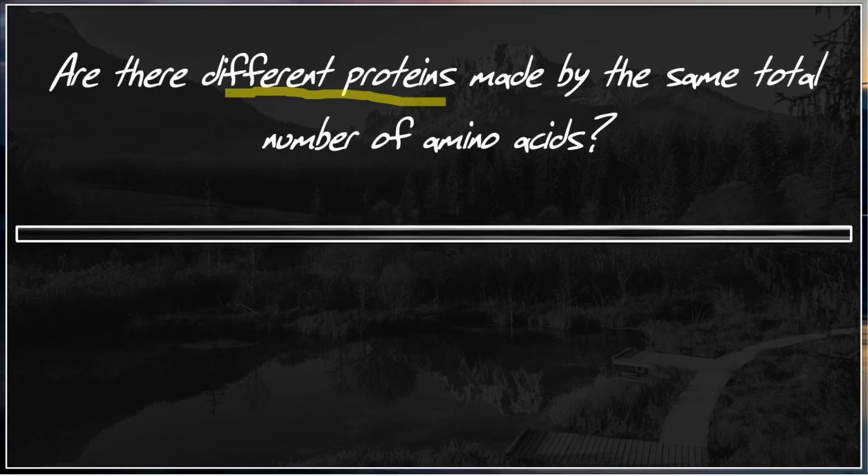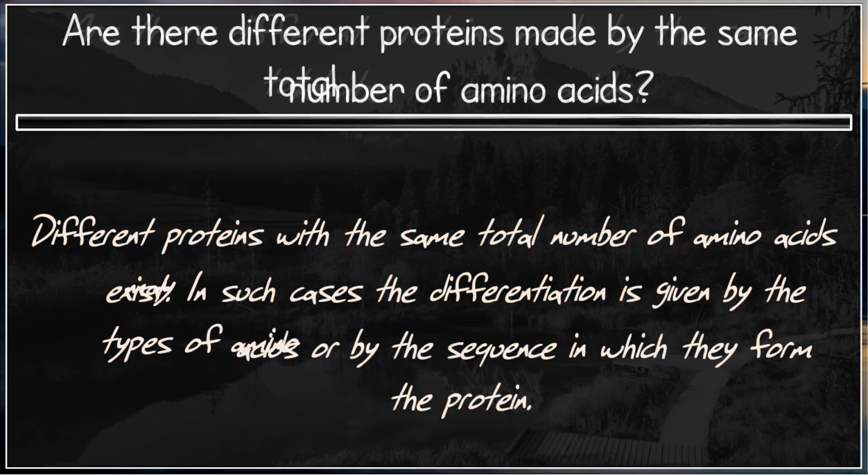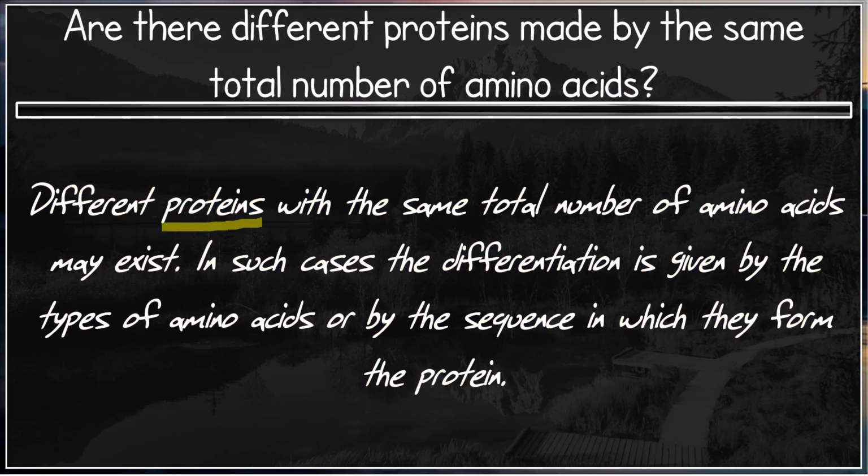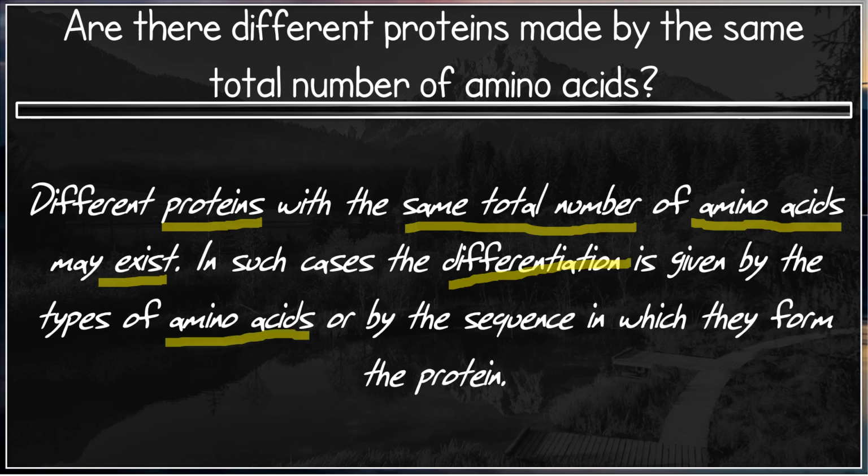Are there different proteins made by the same total number of amino acids? Different proteins with the same total number of amino acids may exist. In such case, the differentiation is given by the type of amino acids and by the sequence in which they form the protein.